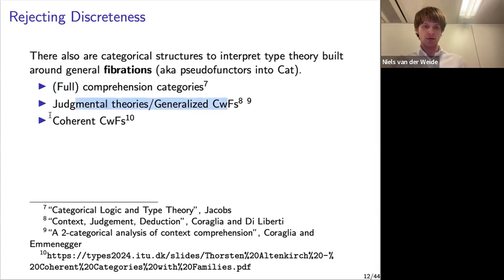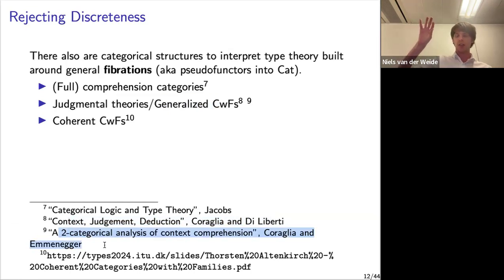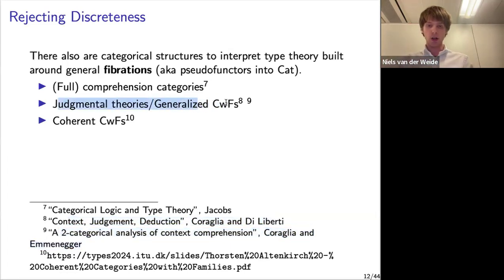Then there's the notion of judgmental theories in this paper by Greta and Ivan, and generalized CWFs in this other paper by Greta and Jacopo. This is more of a notion of natural model, but phrased using arbitrary fibrations rather than discrete fibrations. So this is also a suitable notion of model.